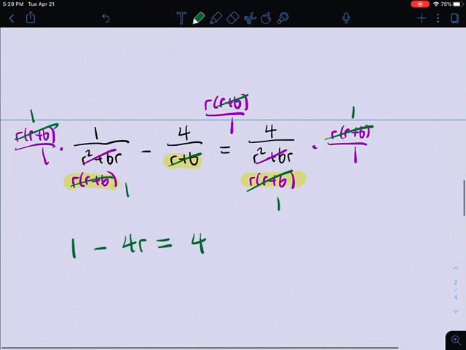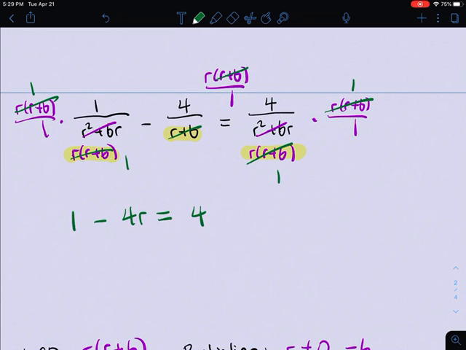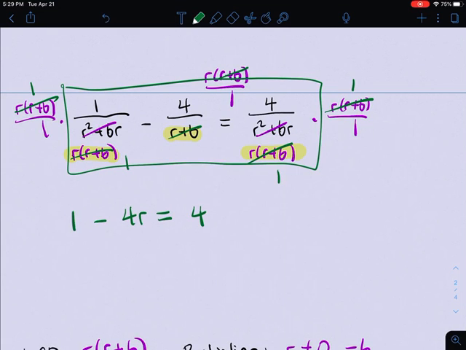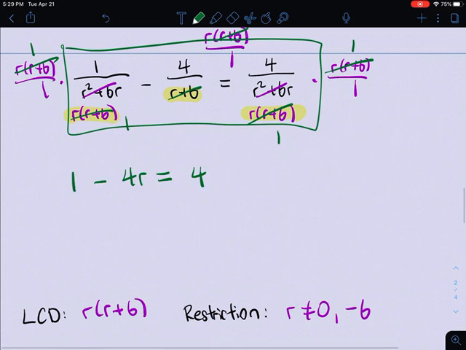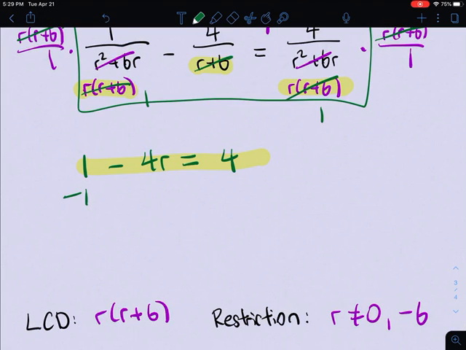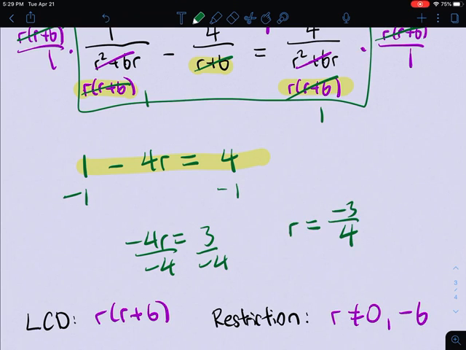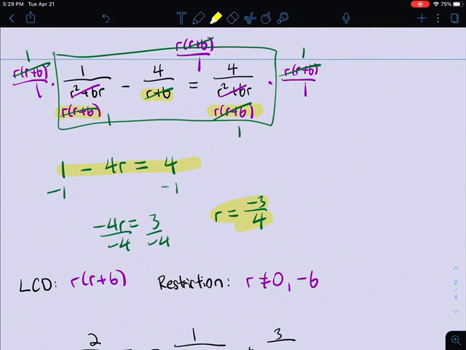Okay, so look at what we started with. We started out with this equation with 3 fractions, but then after we find the LCD and factor and then multiply by the LCD, we just wind up with this nice little equation that we all know how to solve. So let's go ahead and solve it. Subtract 1 on both sides. I get this divided by negative 4. I get negative 3/4. All right, and there it is.